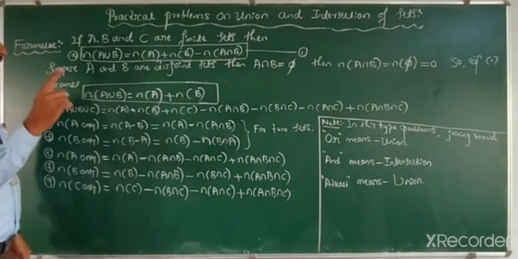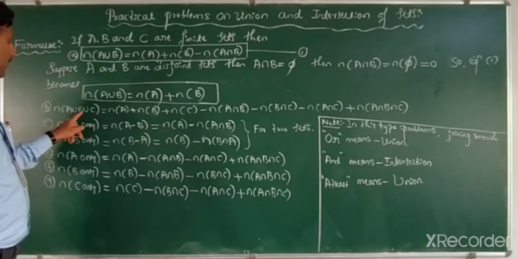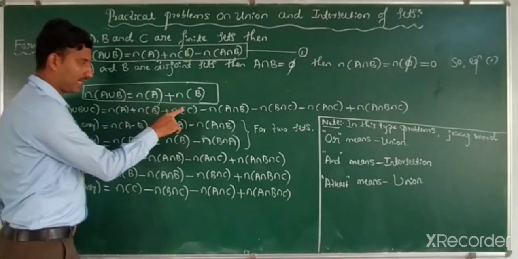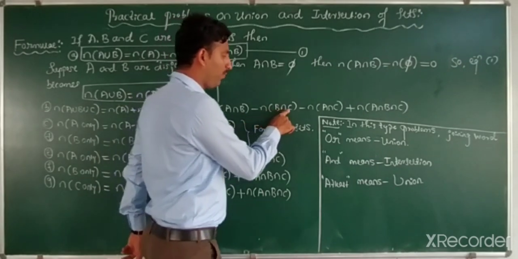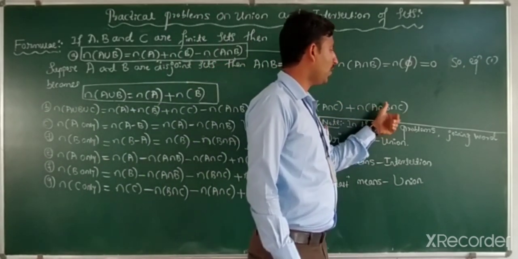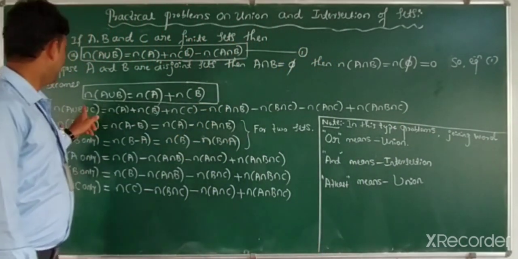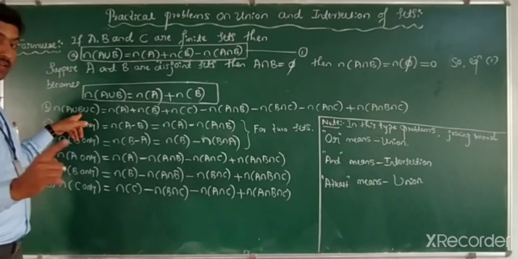Suppose we have three sets A, B, C. Then n of A union B union C is equal to n of A plus n of B plus n of C minus n of A intersection B minus n of B intersection C minus n of A intersection C plus n of A intersection B intersection C. Suppose this is for three non-empty finite sets.